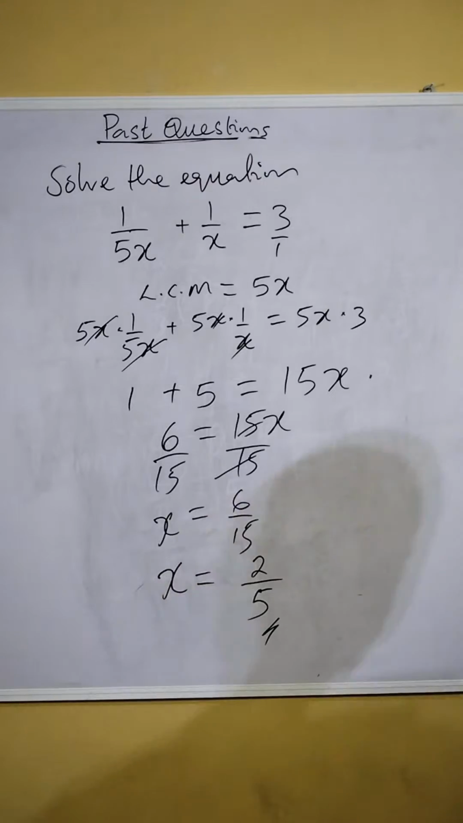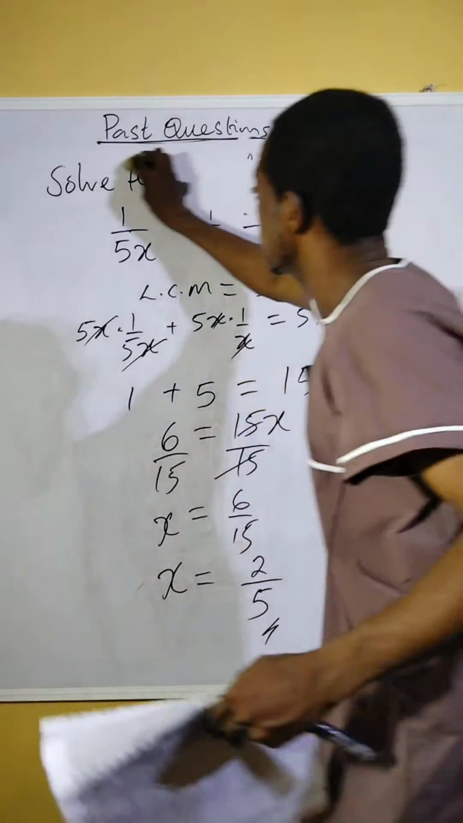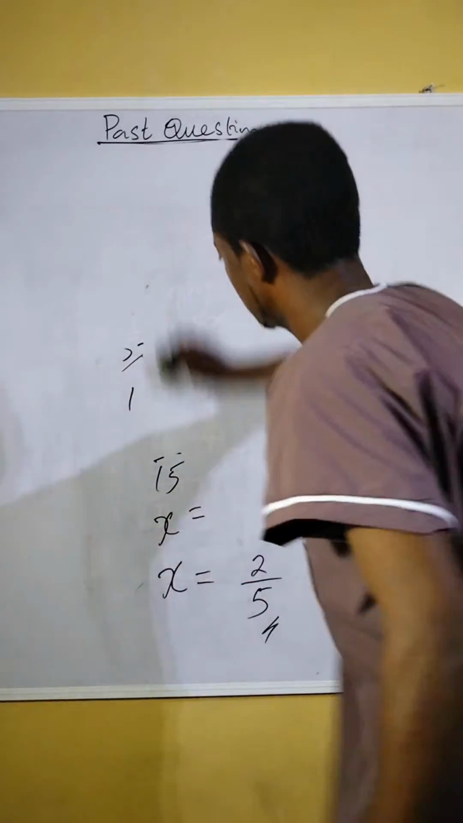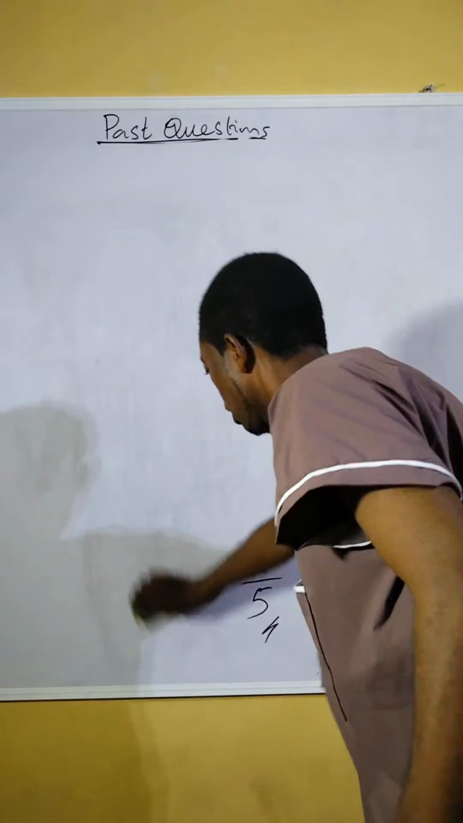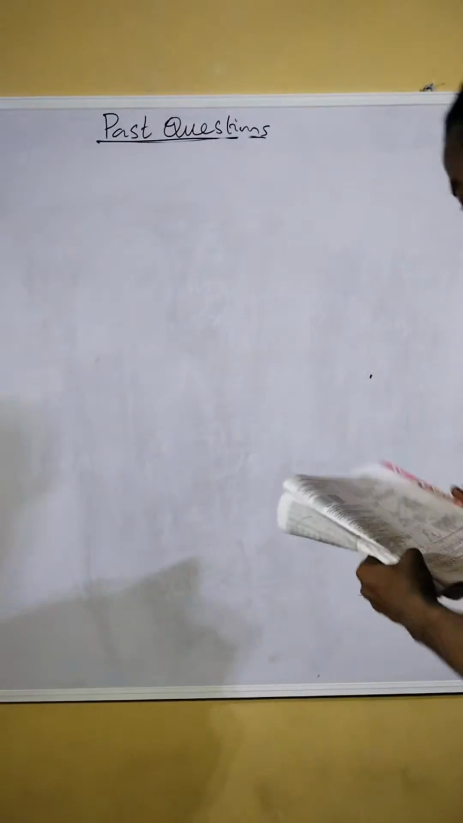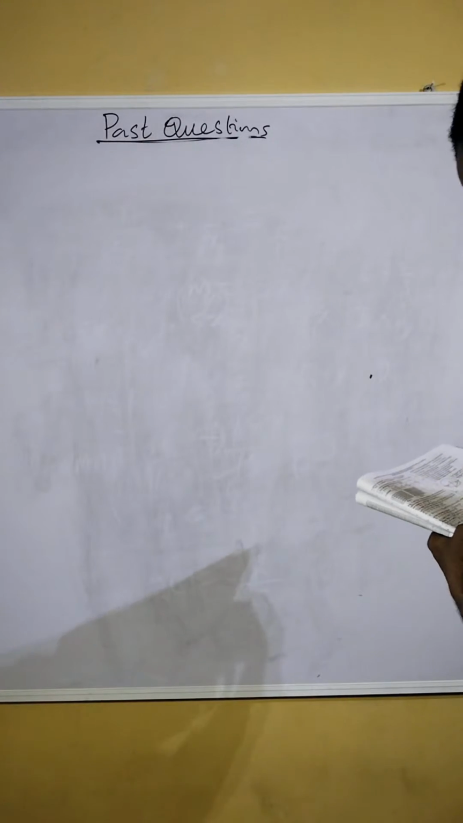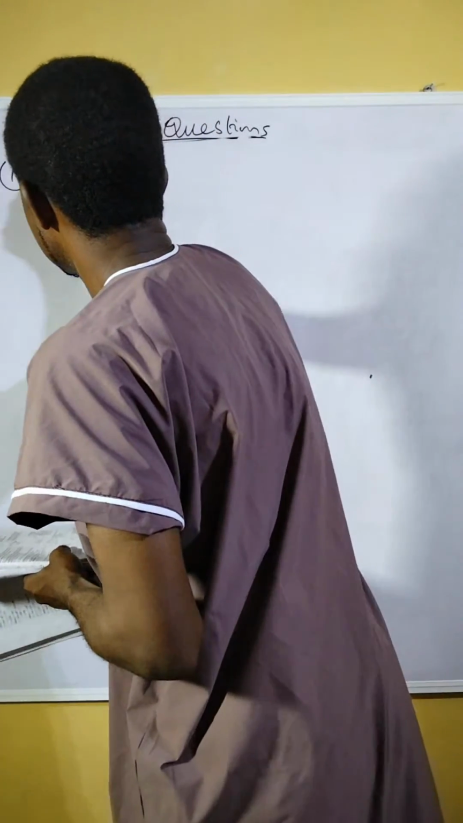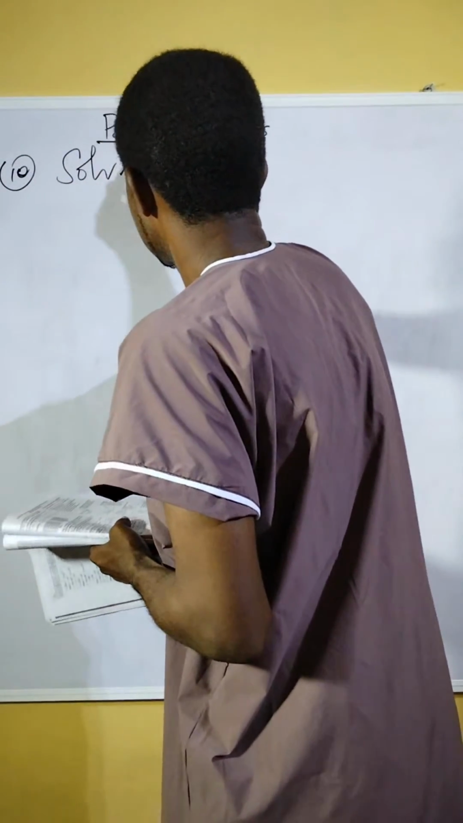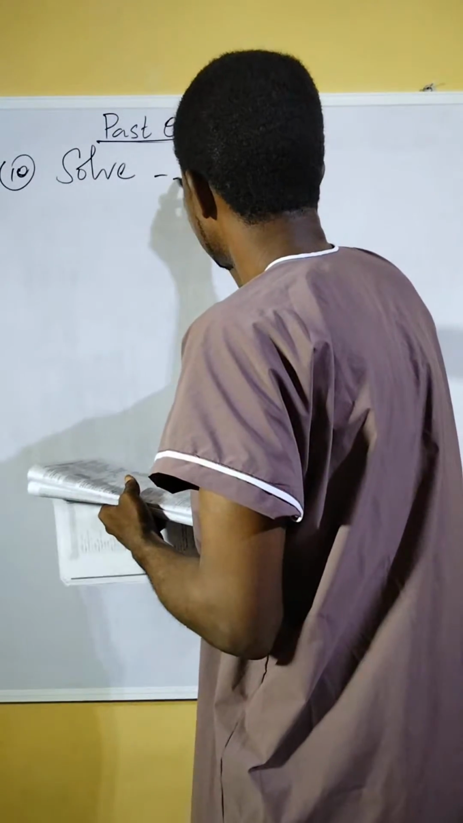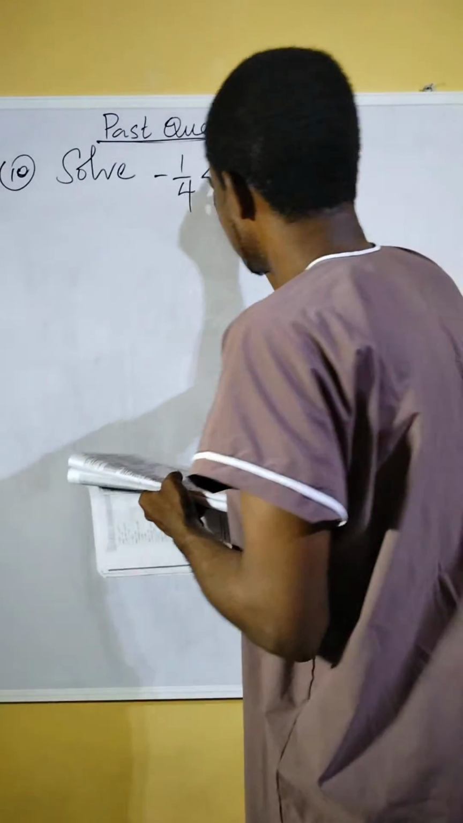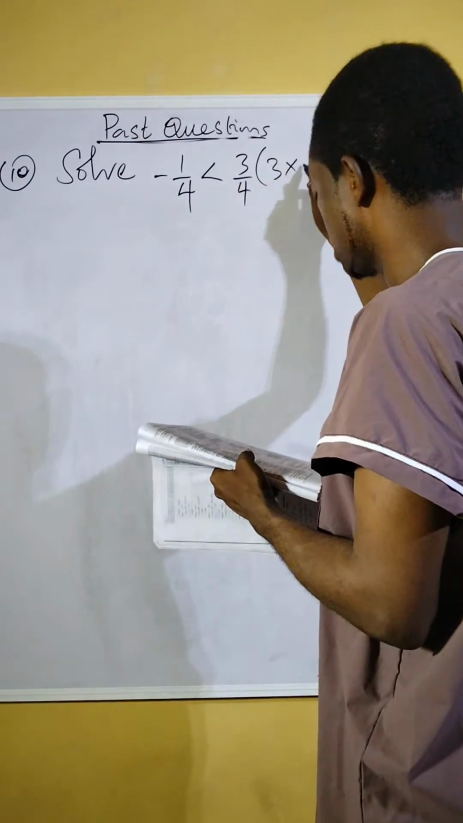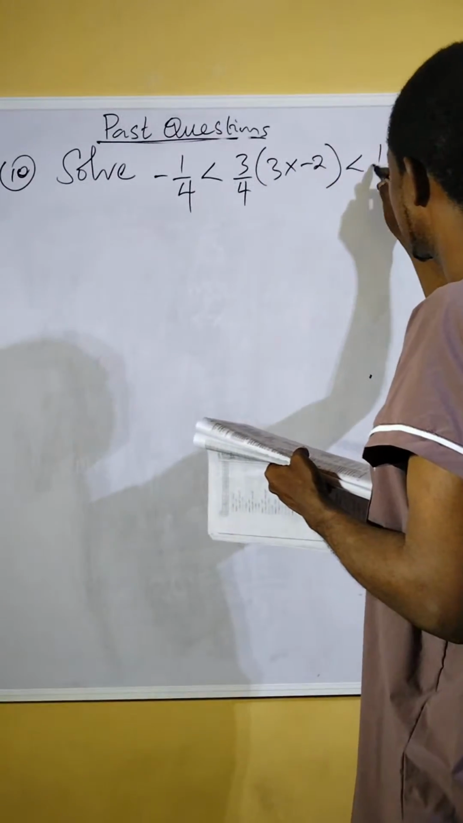So now number 10. From here, let's solve the number 10 question. We are given this inequality, and we have to solve minus 1 over 4 less than 3 over 4 into bracket 3x minus 2, then less than 1 over 2.